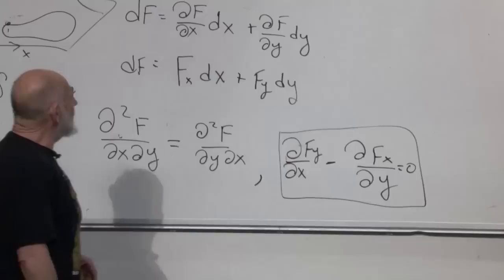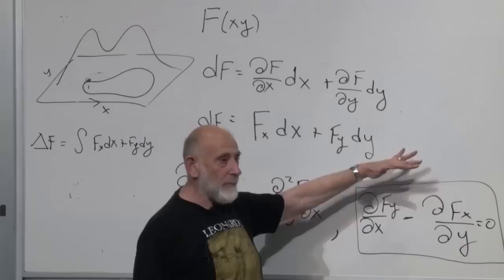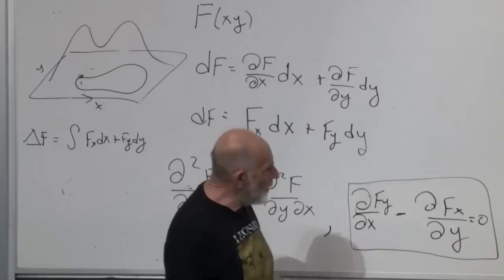There is a complete mathematical equivalence between the question of whether line integrals around closed paths give zero and whether the curl of the function is equal to zero. They're the same mathematical statement. The curl has to do with going around a little loop.